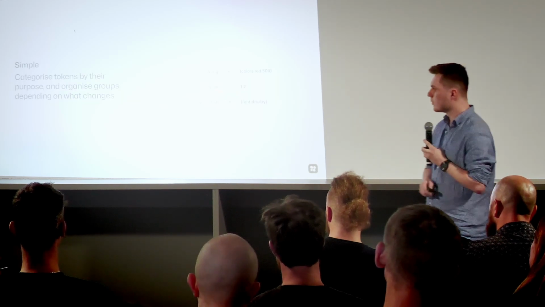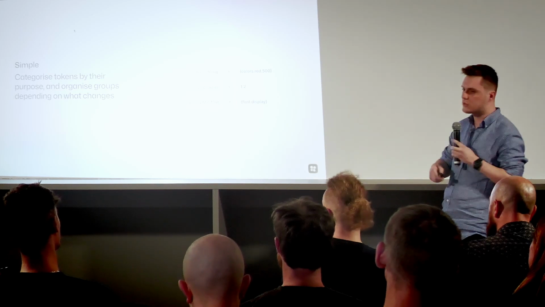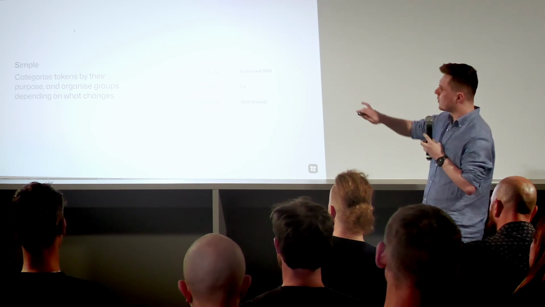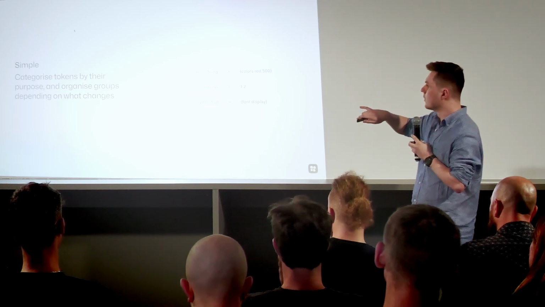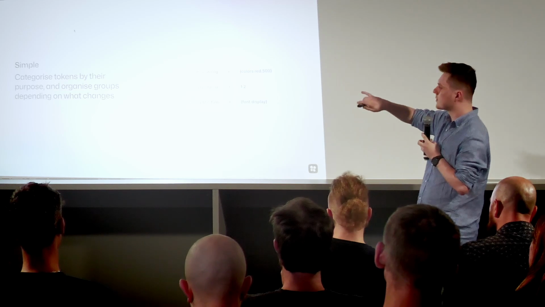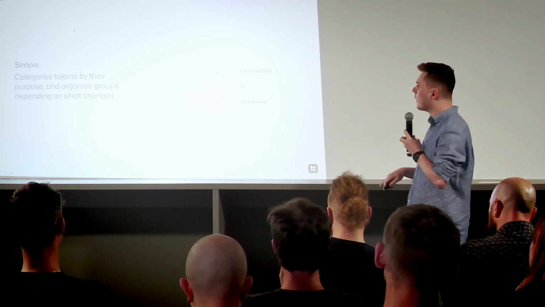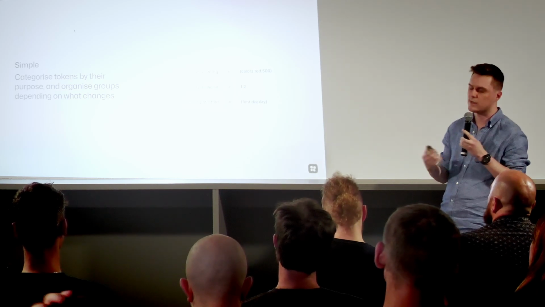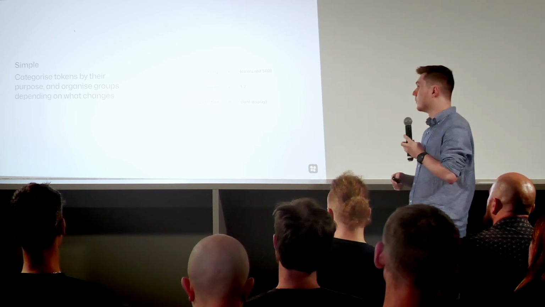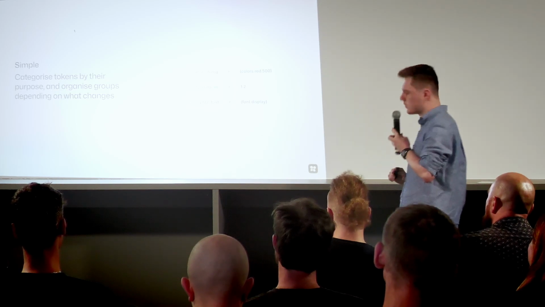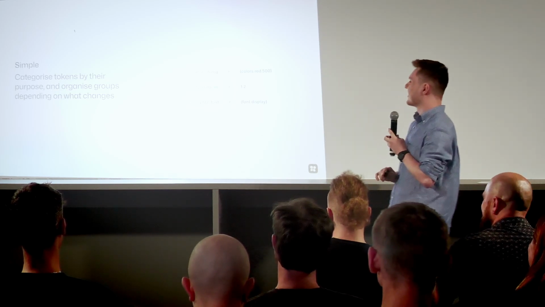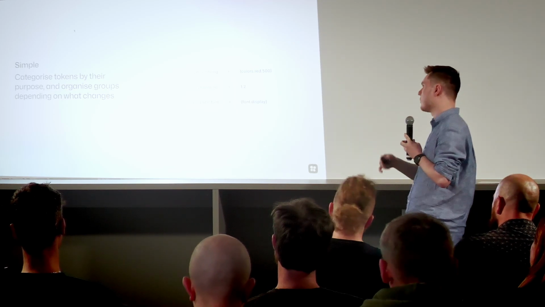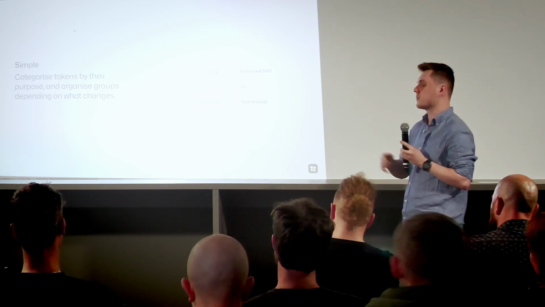So simple ones, we categorize them by their purpose, and we organize them into groups depending on what changes. So we start the name of the token here. The prefix here is scheme or density or typography. These are the equivalent of variable modes in Figma or sets in Token Studio, which syncs with Supernova. So my color scheme changes, my density changes, or my typography changes, maybe between something editorial and business facing.